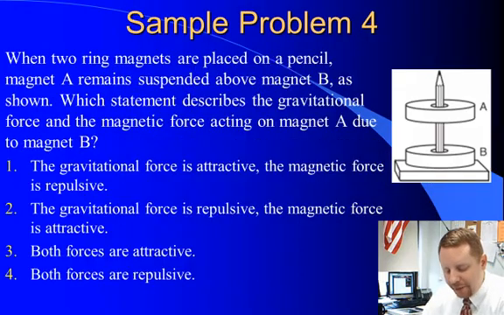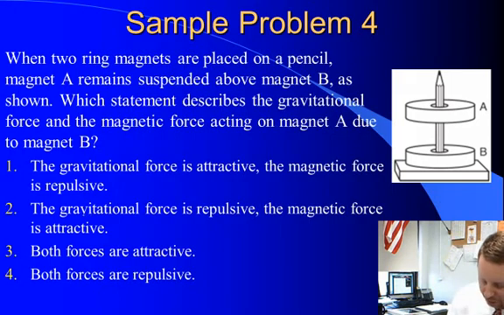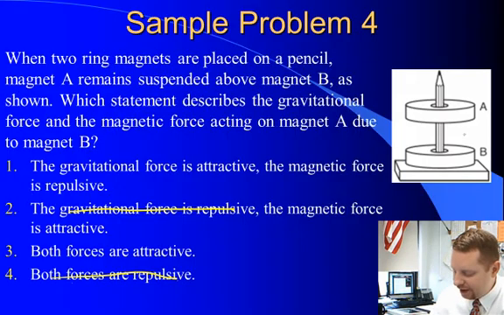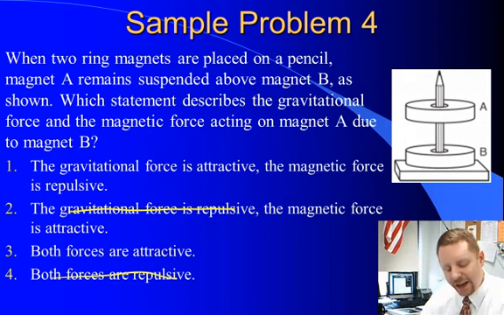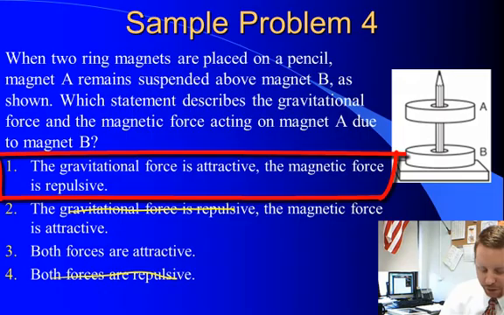Here we have 2 ring magnets placed on a pencil. Magnet A remains suspended above B as shown. Which statement describes the gravitational force and the magnetic force acting on A due to B? Well, again, the gravitational force is always attractive, so we can get rid of anything that has gravitational force as repulsive. Because A is being suspended above B, that must mean that B and A are repelling each other in order to hold A up above B. So we know the gravitational force is attractive. The magnetic force must be repulsive.